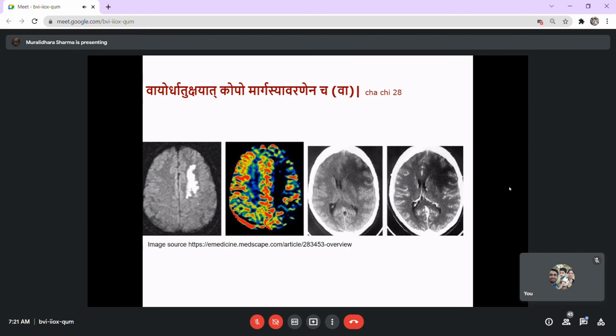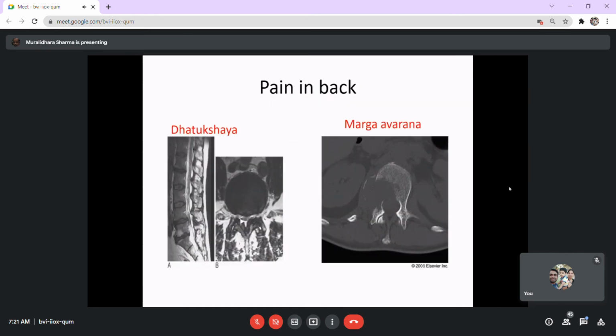This can be made out more accurately and with high sensitivity with these investigation tools, the different scans, CT or MRI. Another example could be a patient with low backache where the spinal cord is compressed, spinal canal stenosis, where the nerve is compressed due to a mass expanding from the bone, a bone lesion which is pushing into the spinal canal. That's the margavarana.